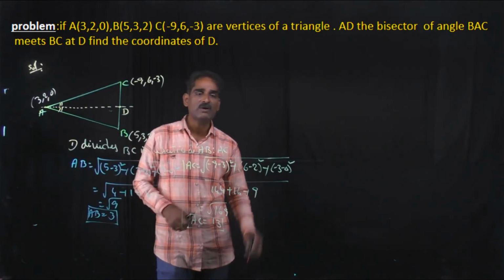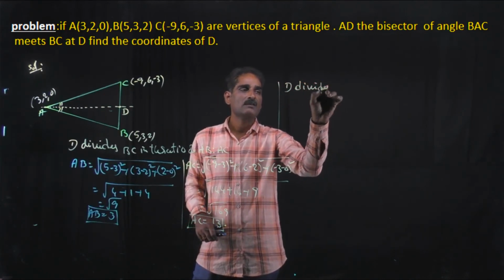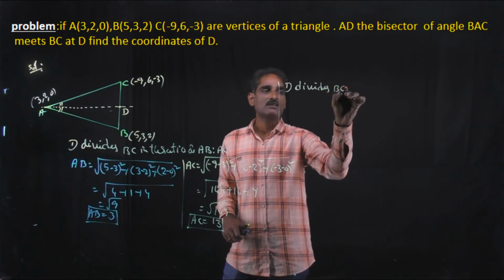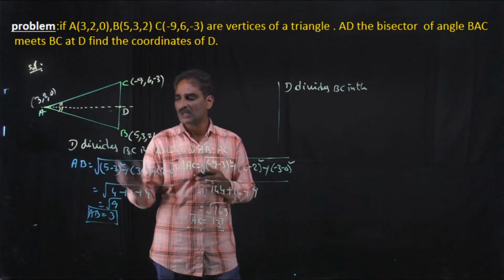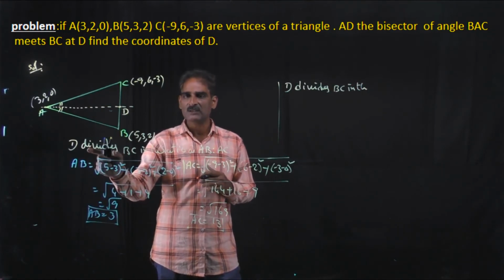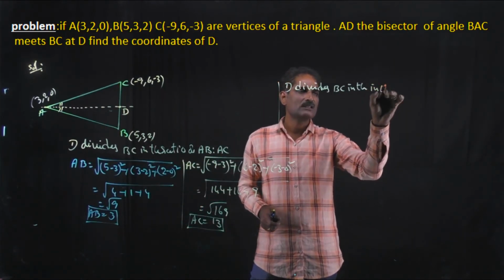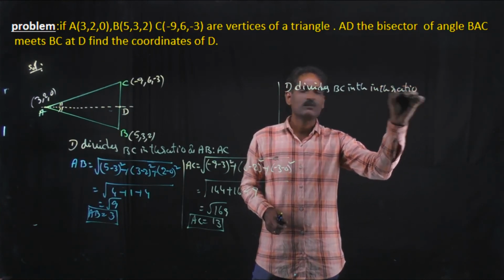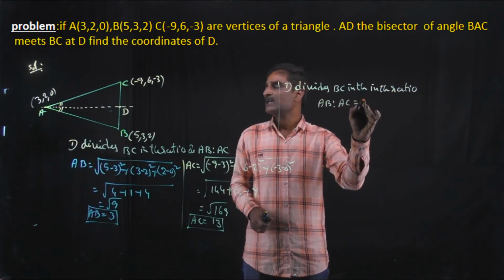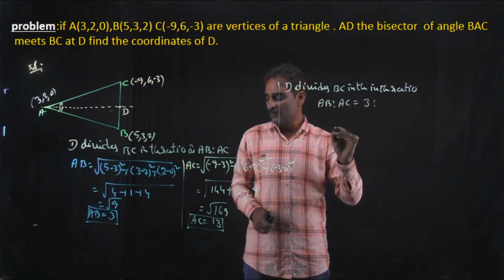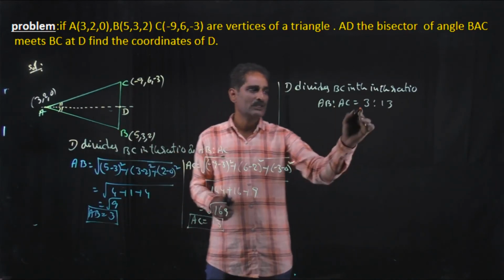Okay. Now D divides BC in the ratio AB is to AC. Already we discussed this in the angle bisector in two-dimensional geometry. So D divides BC in the ratio AB is to AC, that is, if the length of AB is 3 units and the length of AC is 13 units, this is the ratio. Now apply the section formula for BC with the help of this ratio.